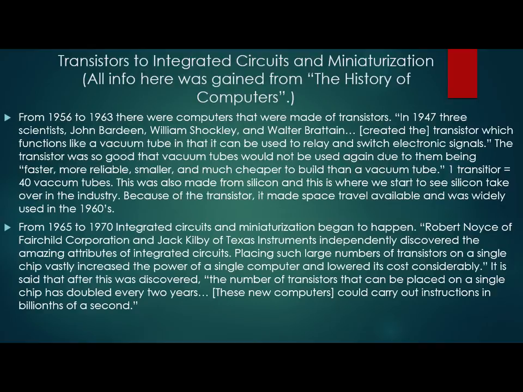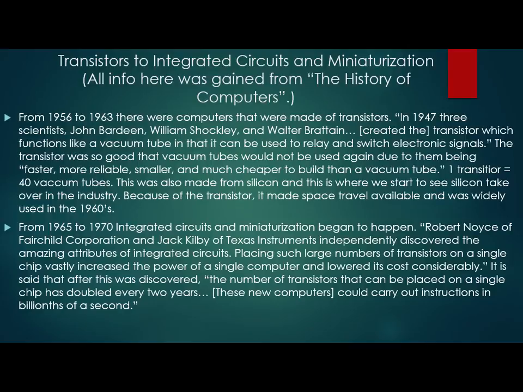This is also made from silicon, and this is where we start to see silicon take over the industry. Now, because of the transistor, it made space travel available and was widely used in the 1960s. And from 1965 to 1970, integrated circuits and miniaturization began to happen.